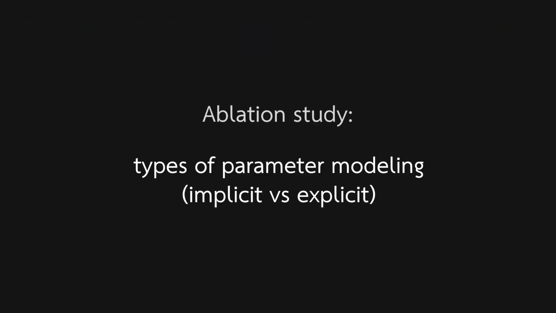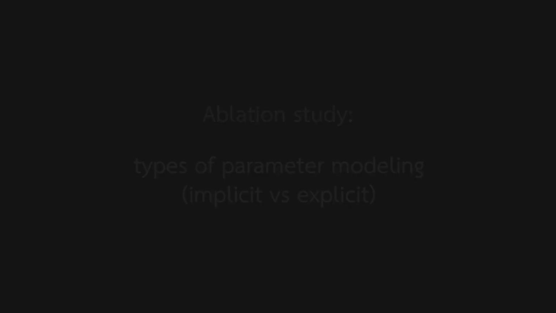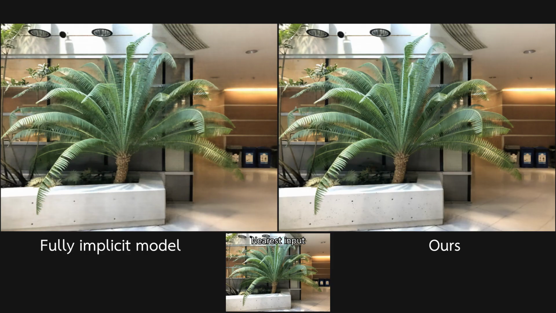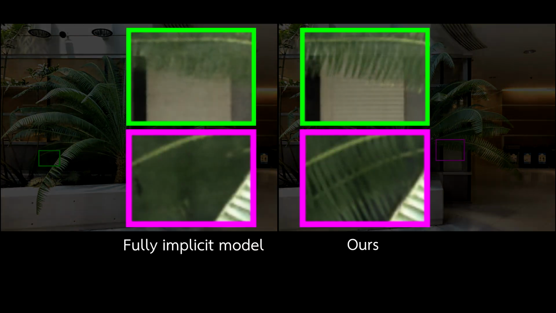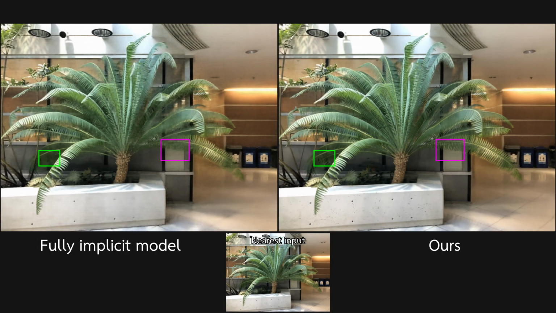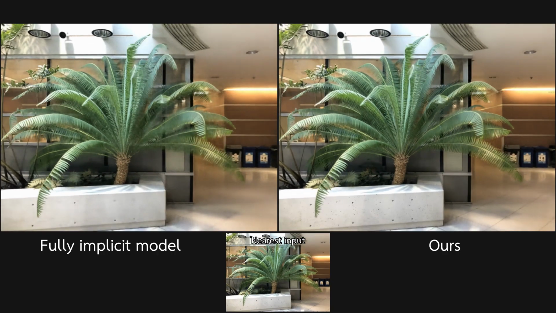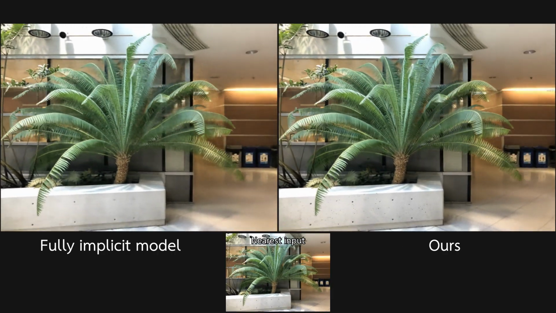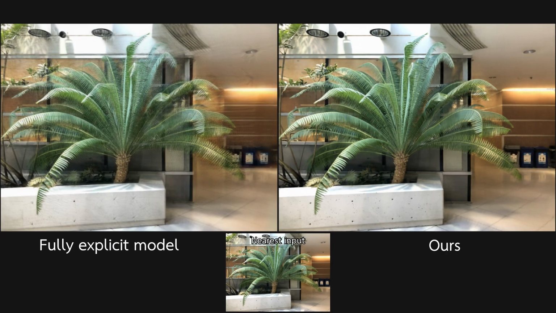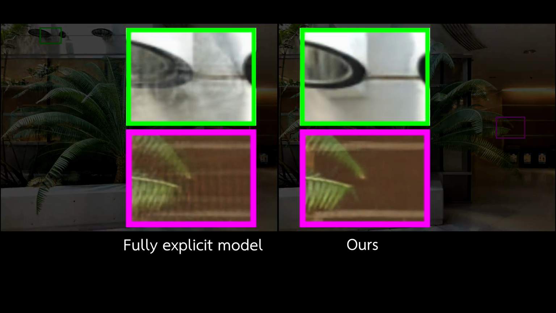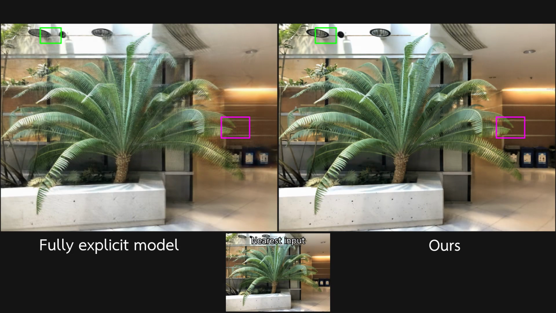We also introduced a hybrid implicit-explicit parameter modeling. This modeling is key to producing finer detail and cleaner results compared to a fully implicit model. Unlike a fully explicit model that suffers from overfitting, our method generalizes well to unseen angles.